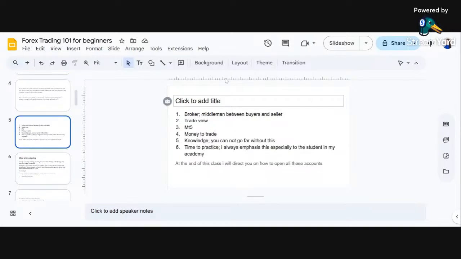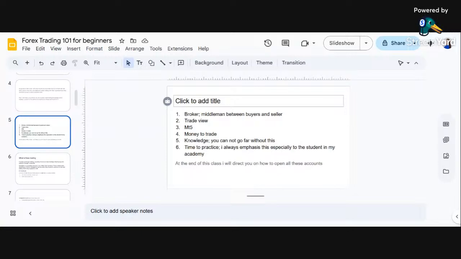These are the essential things you need as a trader. You need them, and you cannot trade without them. The first one is a broker. You need a broker to trade.